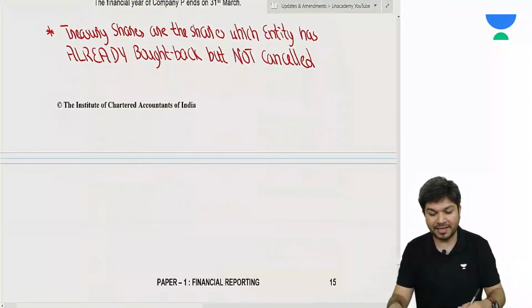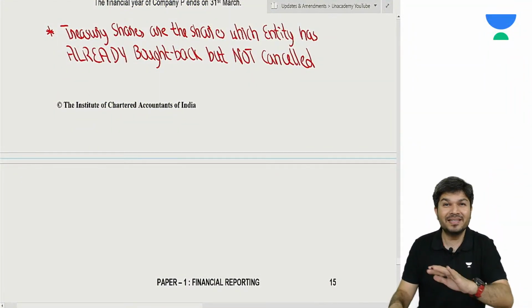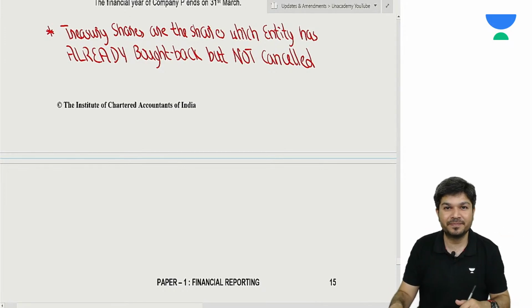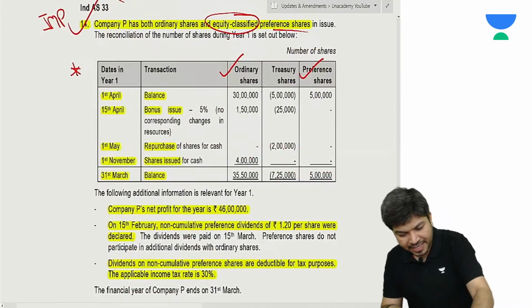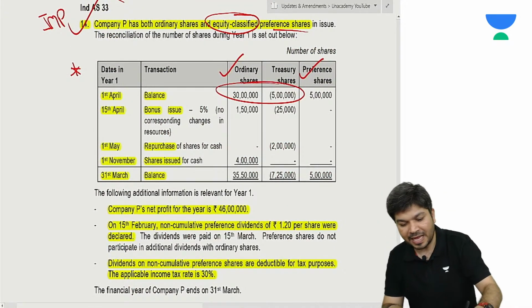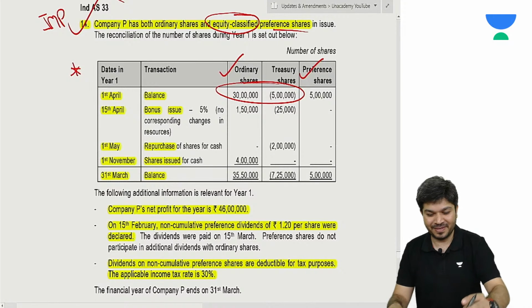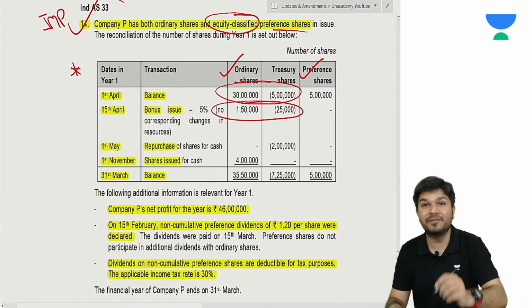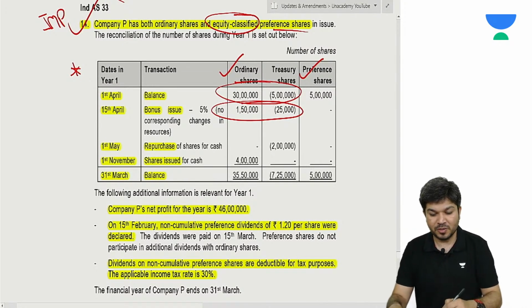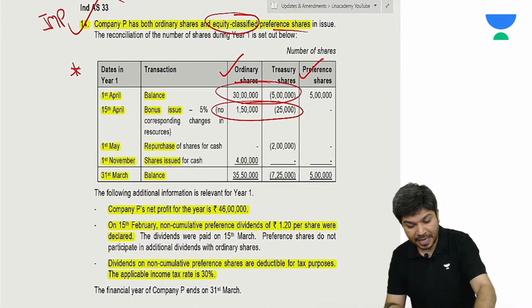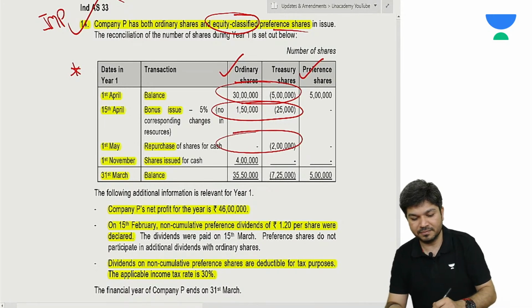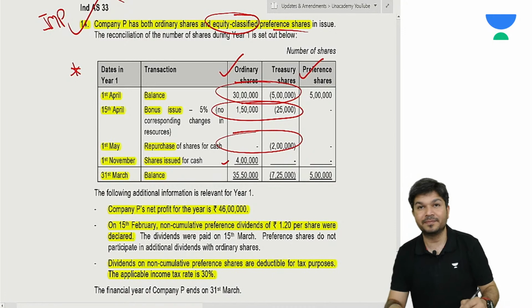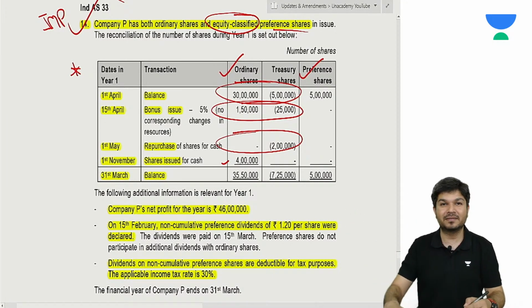If they already bought back, can I say they are not there today as such? So can I say today I don't have 30 lakh shares, I have 25 lakh shares. Bonus is not 150, it will be 125. Here it is minus 2 lakh, and here issued is 4 lakh. So they have already been bought back.